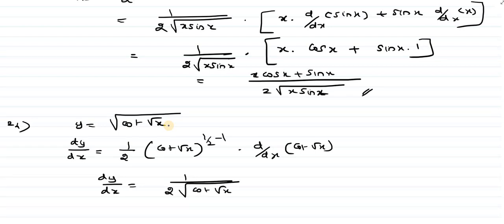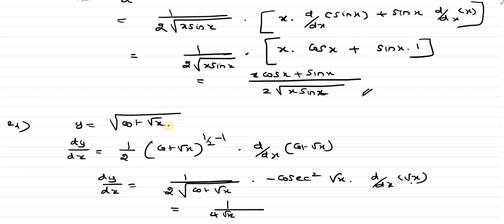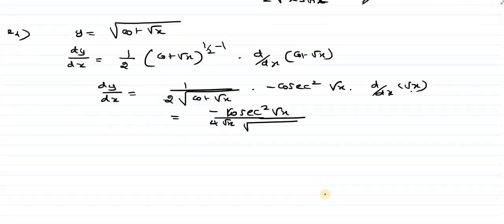So 1 by 2 under root cot root x. Okay. D by dx of cot x, differentiation is what? It is minus cosecant square root x, and differentiate the angle. Okay, differentiation of root x is 1 by 2 root x. Already 2 is there. So 1 by 4 root x. Here it is minus cosecant square root x by under root cot root x. Just check once whether the answer is correct. Did I properly differentiate? Yes, good.